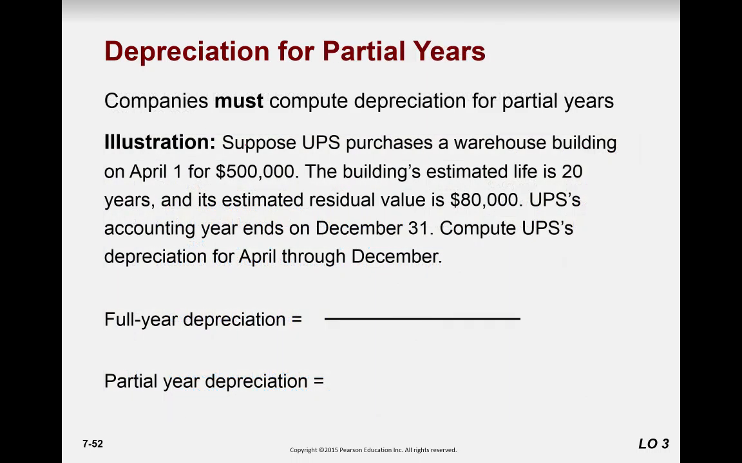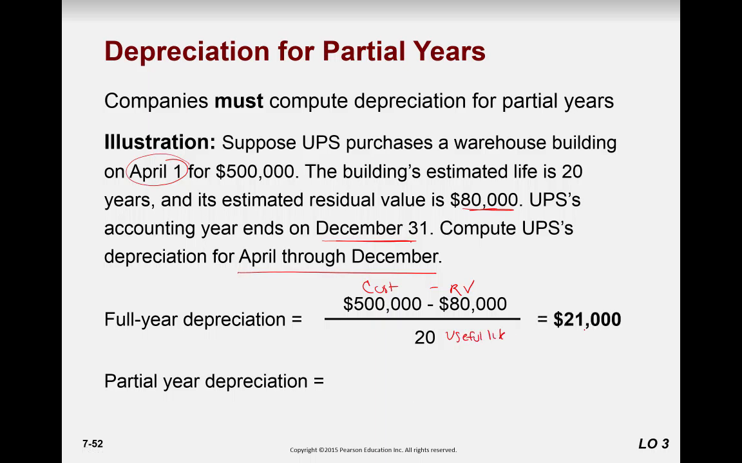And then when you compute depreciation for partial years, in this example, we purchase a warehouse on April 1st with a 20-year useful life and an $80,000 residual value. UPS's accounting year end is December 31st. So in this case, we need to depreciate it from April through December because we bought it on the 1st. So we have our $500,000, which is our cost, less our residual value, divided by our useful life, and here that gives us a full year's depreciation.